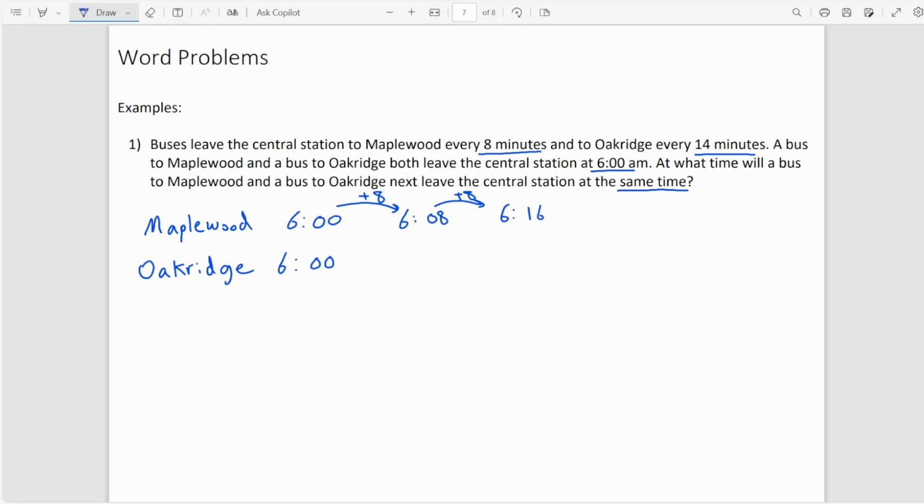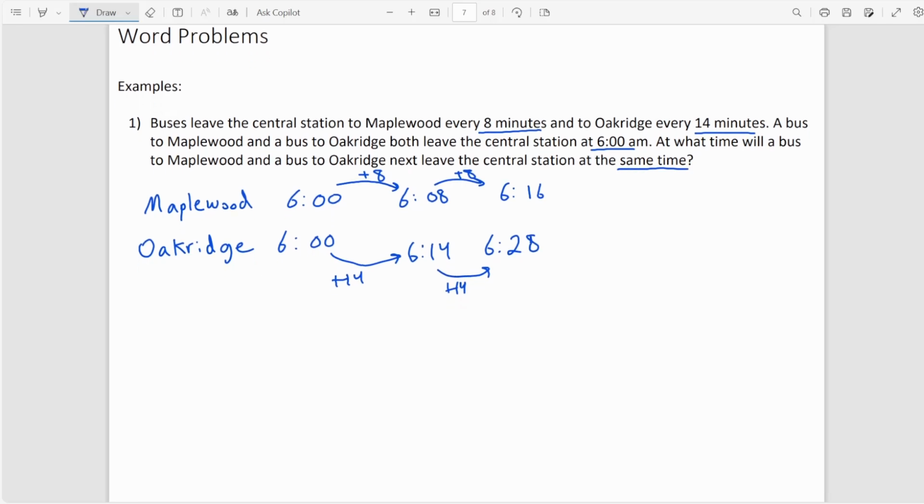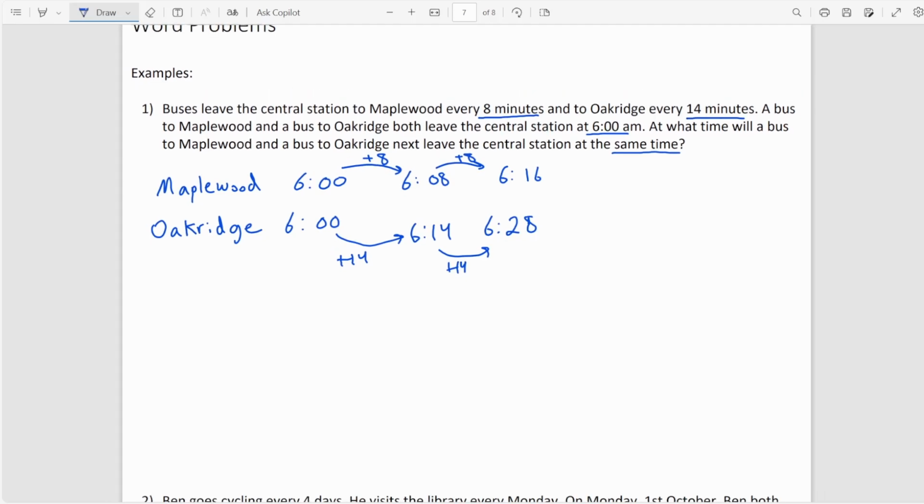6:16. All right. As for Oak Ridge, the next bus will leave after 14 minutes, so at 6:14. And the next one will leave after 14 minutes as well, so 6:28. So as you can see here, what we're being asked is when will the buses leave at the same time? Now, they will leave at the same time when you have a common multiple between the 8 and the 14. Eventually, they'll reach a certain number that's the same multiple.